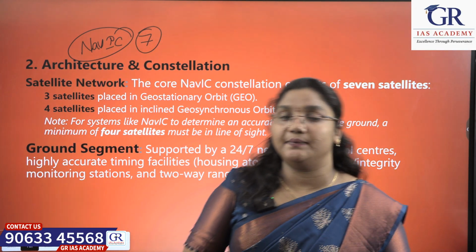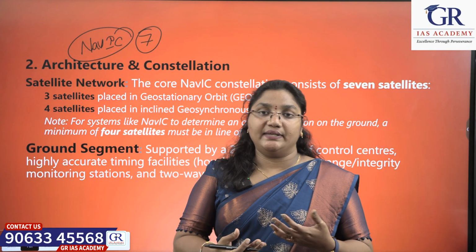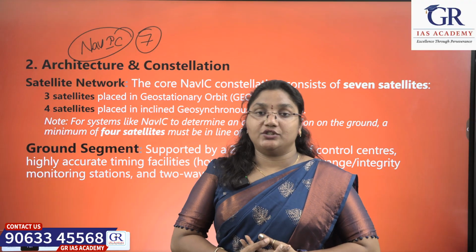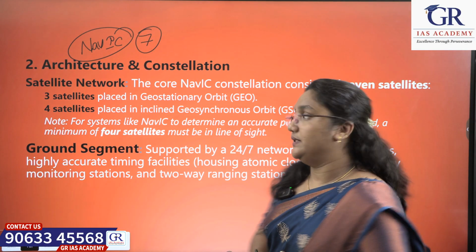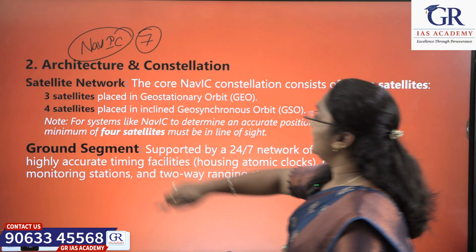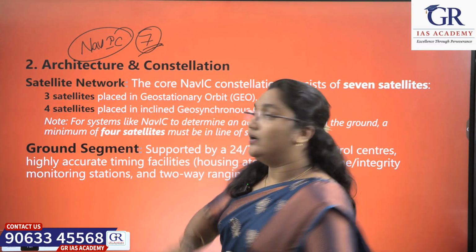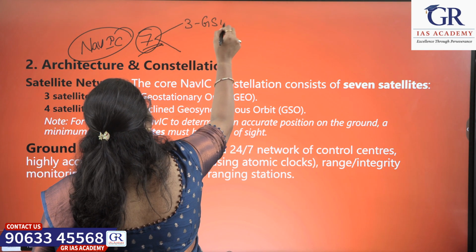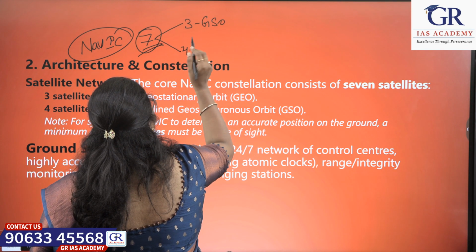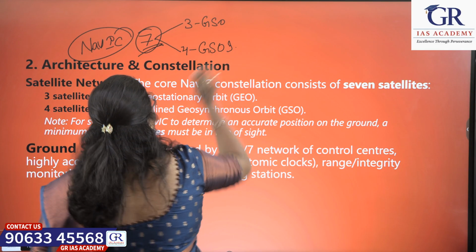Make a note on it, friends, because it is of prelims perspective. UPSC may ask how many satellites are there and in which positions they are arranged. So make a note on it if possible. NAVIC is designed with 7 satellites, out of which 3 are in geostationary orbit and 4 are placed in inclined geosynchronous orbit.